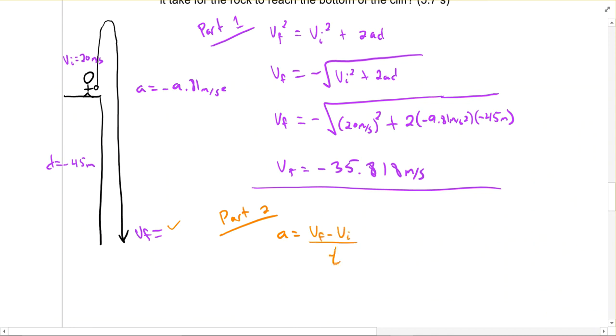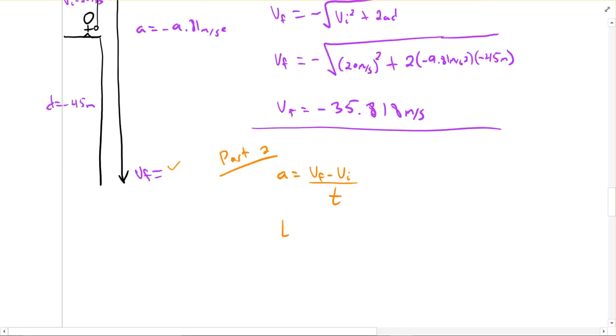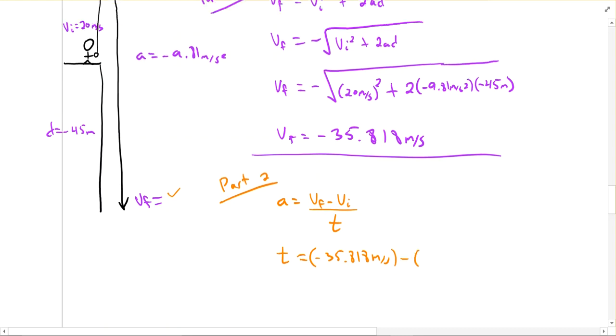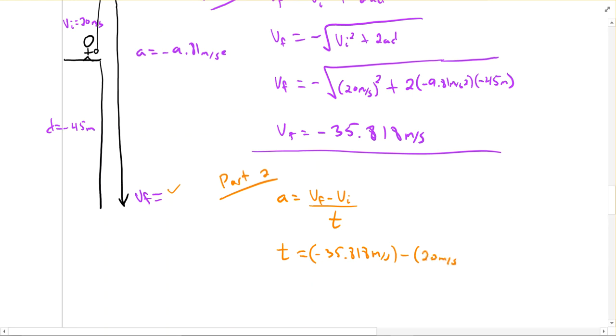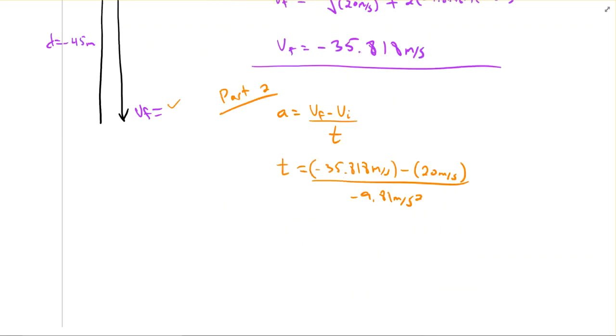A is equal to VF minus VI over t. If I rearrange for that, I end up with t is equal to VF, the number I just found, which was negative 35.818 meters per second. I'll put that in brackets to make sure I know that's VF. Minus the initial velocity, which was positive 20 meters per second, all divided by the acceleration, negative 9.81 meters per second squared. I didn't show that step of the rearranging. And I get a final answer of t is equal to 5.7 seconds.